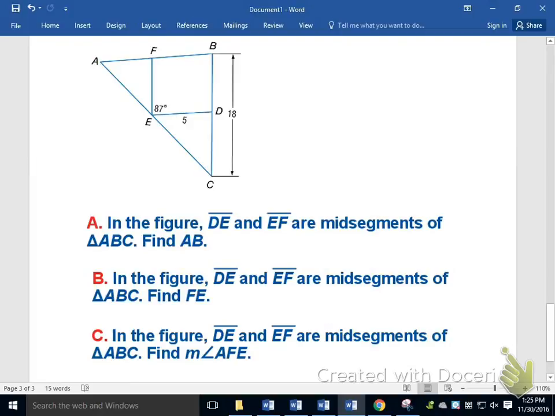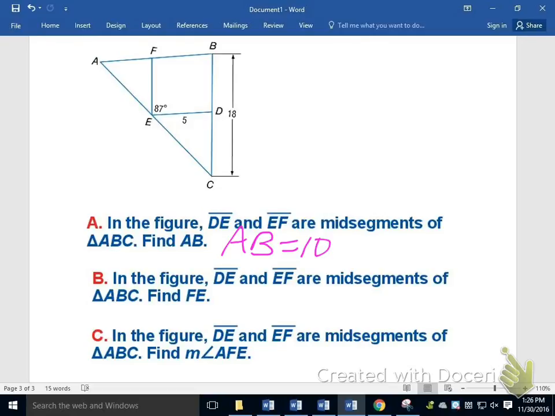All right, here's our last example in figure DE. Segment DE and segment EF are midsegments of triangle ABC. It wants us to find AB. To do that, I'm going to refer to midsegment ED. That's the one that has a relationship to segment AB. Since ED is 5 units long, I will double that to get AB equal to 10. So I'm going to make that note really quick. AB equals 10. Again, that's by doubling segment ED.